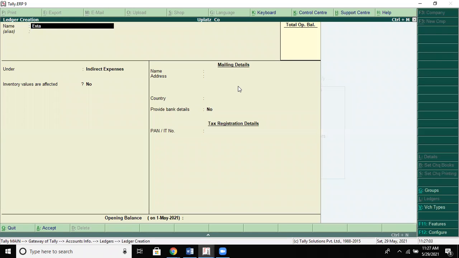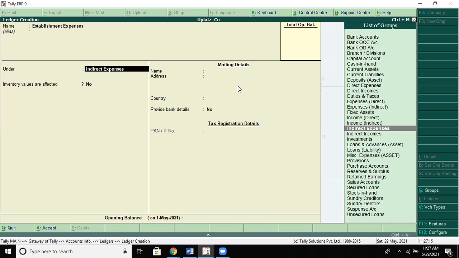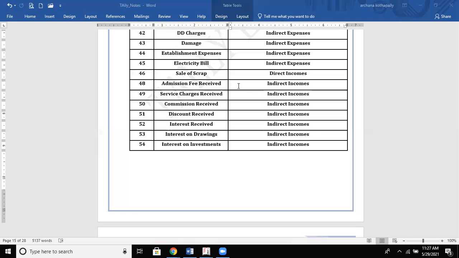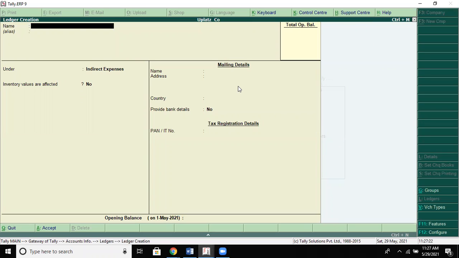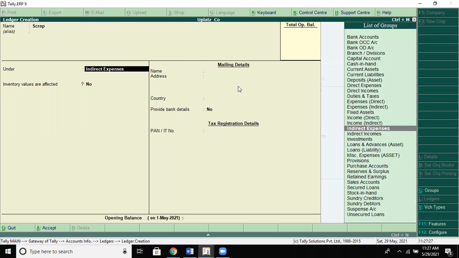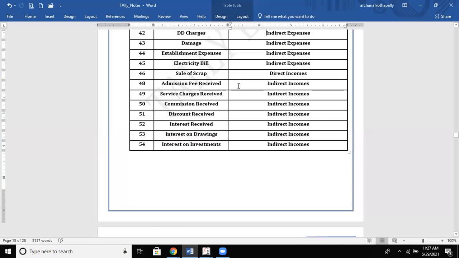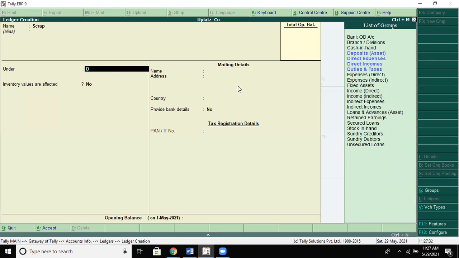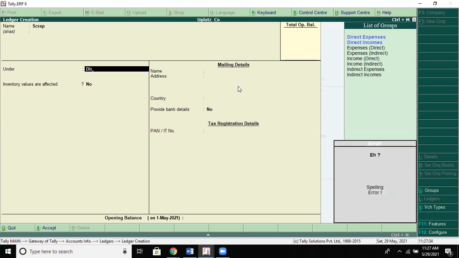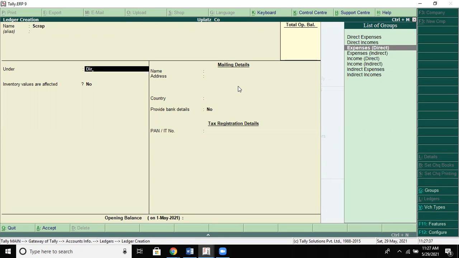Establishment expenses, yeah. So business establishment expenses. So it doesn't relate anything with your manufacturing. So it will be under your indirect expenses. Next, electricity bill is done. Scrap. So whenever you sell scrap, usually you get income, right? And that is from your direct only. So that is why we go with direct income.